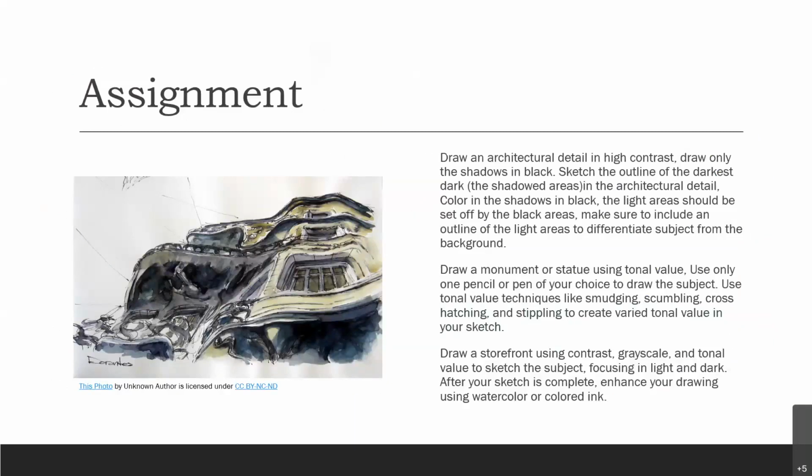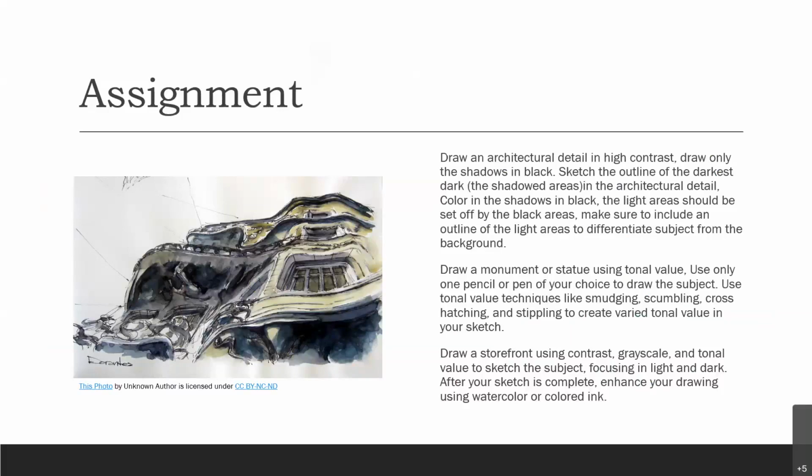So, your assignment is to do three different sketches. I want you to draw an architectural detail in high contrast. An architectural detail would be maybe a cornice in a corner of your house. You can find the pillars outside of a Capitol building. Those architectural details, you can get really high contrast when looking at them on a sunny day.